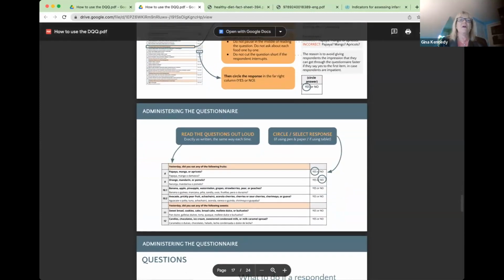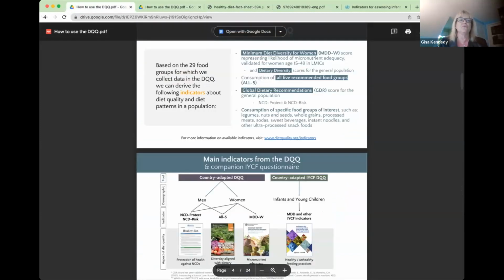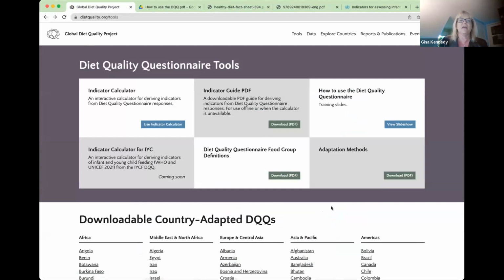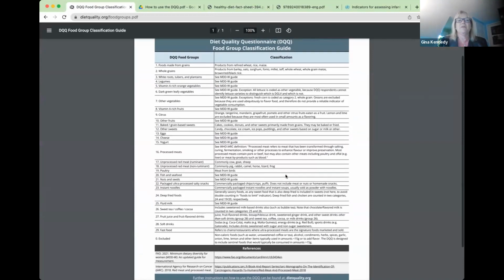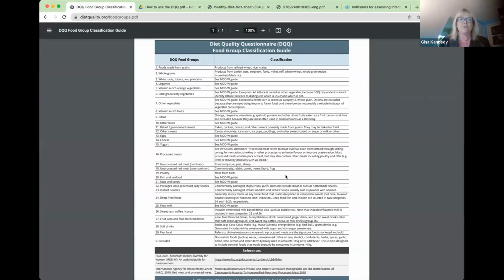Okay, now I'm just going to show you a few other tools that I'll mention very quickly. Again, they're set up in this nice block format. So if you wanted to deepen your understanding of the food groups, you would click on the Diet Quality Questionnaire food group definitions. You can just deepen your understanding if you feel like you would like to know a little bit more. But of course, the Diet Quality Questionnaire tools already have the Sentinel food items listed as per this food group classification of the 29 food groups.